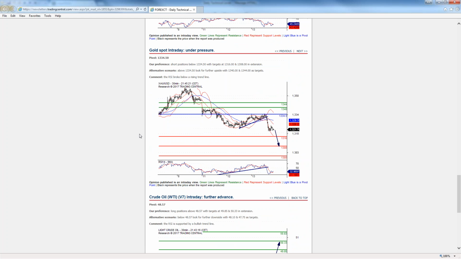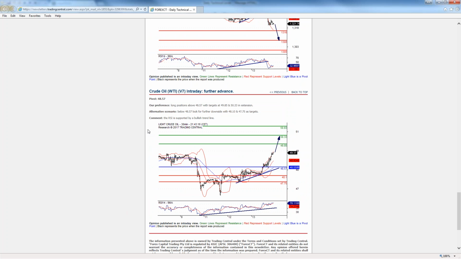We have, of course, gold, and we have oil as well. So basically, the way to get this strategy underway is, as I said, the two crucial times that you want to be trading or be available to trade is around 6:30 in the morning and at 4 p.m.